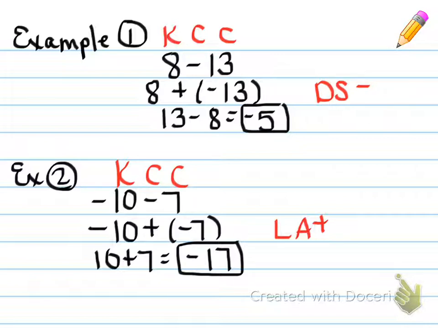So we've got negative 10 minus 7. Change this over to negative 10 plus a negative 7. Now they're both negative, same sign, so add them up. Total answer negative 17.